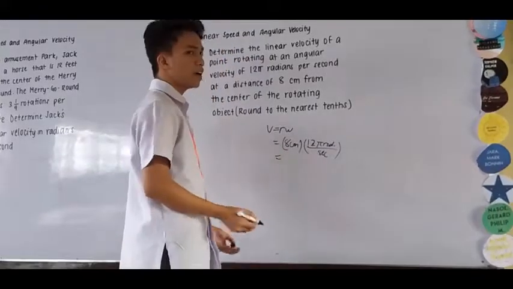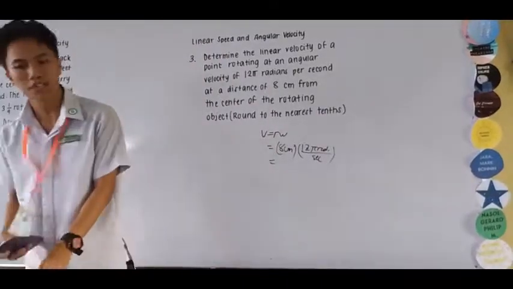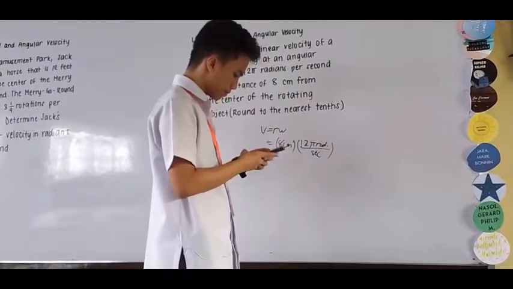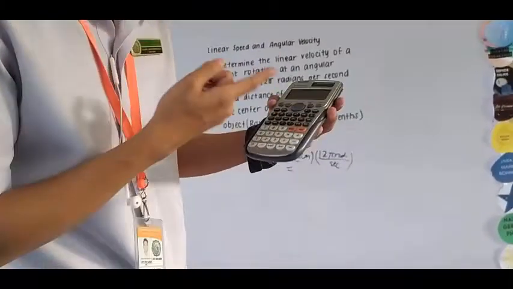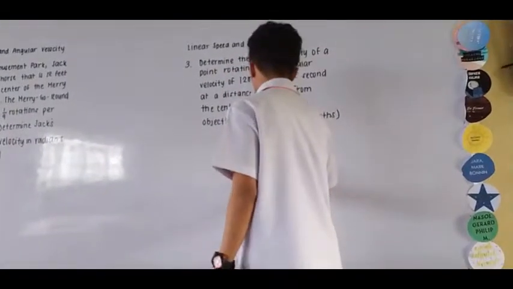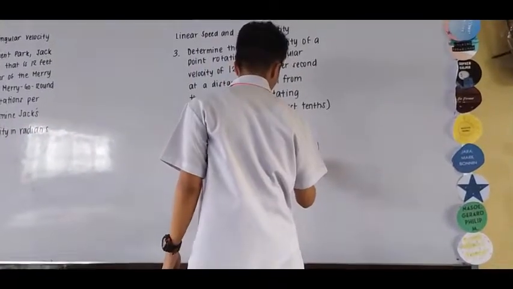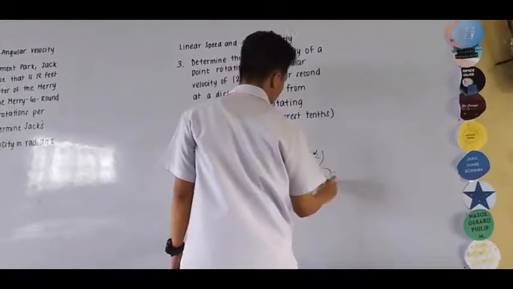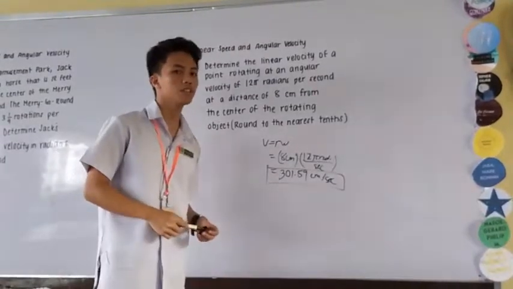Eventually we can ignore the radian symbol. So let's just calculate 8 times 12 pi. And there, we have 301.59. So as a result, we get the linear velocity of 301.59 centimeters per second.